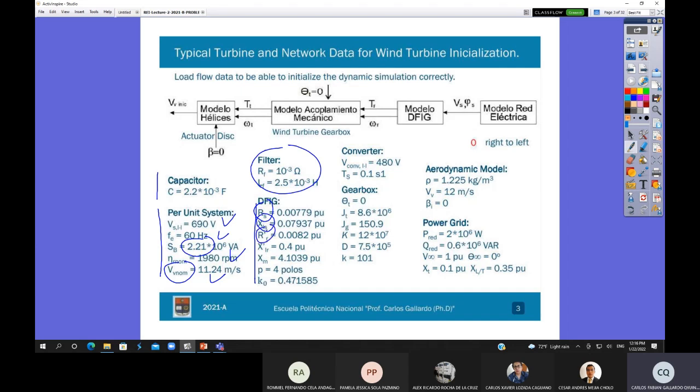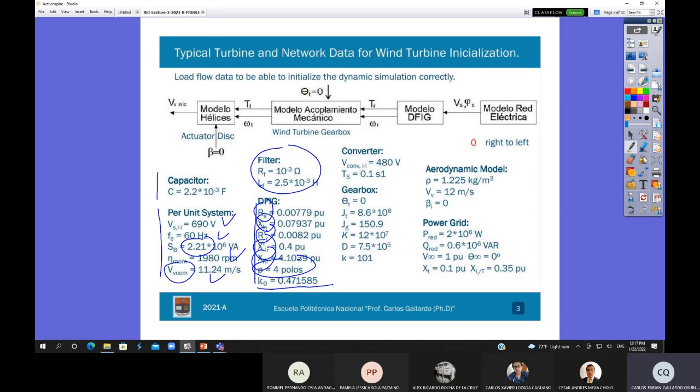The prime means referred to the stator side, right? I will have here the prime. This is for the rotor. This is the magnetizing inductance. Okay. What about the number of poles? I will have 4 poles, right? And this is the design constant from the machine.